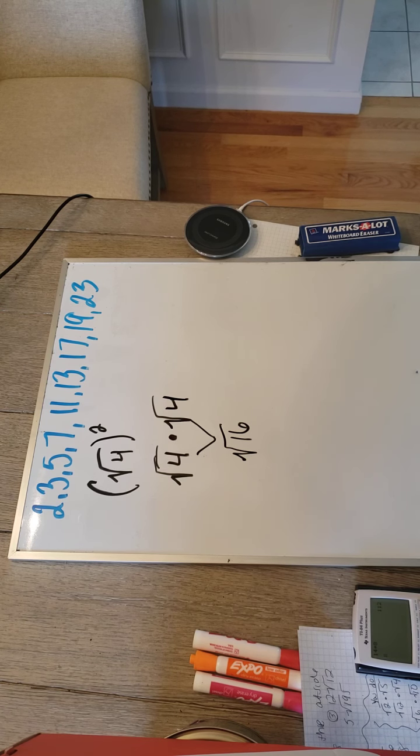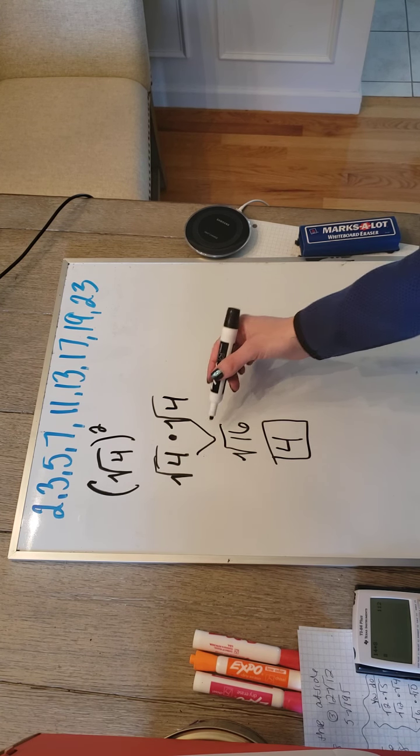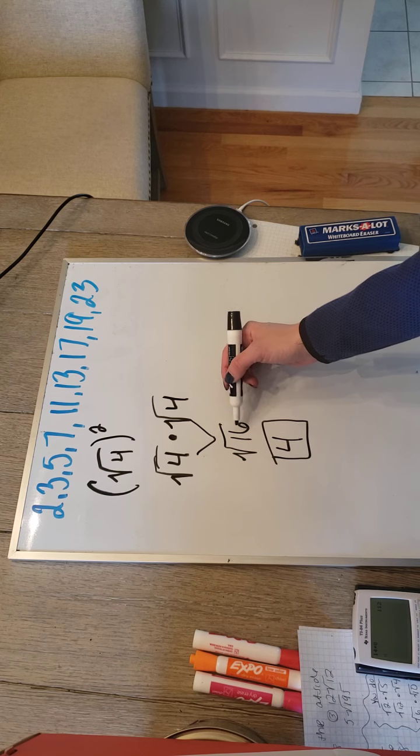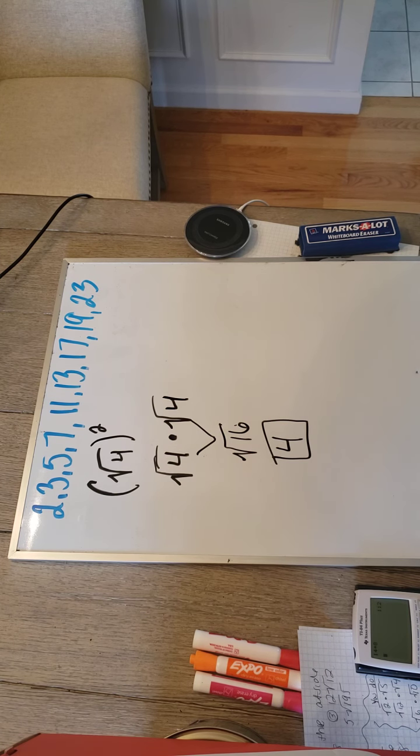Know your perfect squares so you don't do extra work. What's the square root of 16? AKA, what times what is 16? 4. So 4 is your answer. Remember, once you take the square root of a number, the square root goes away.